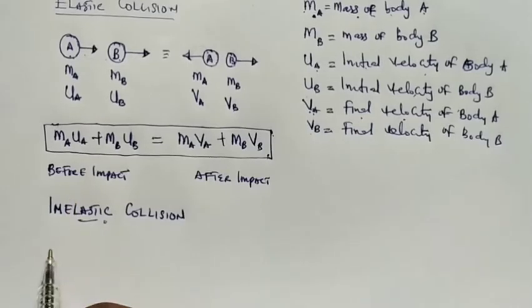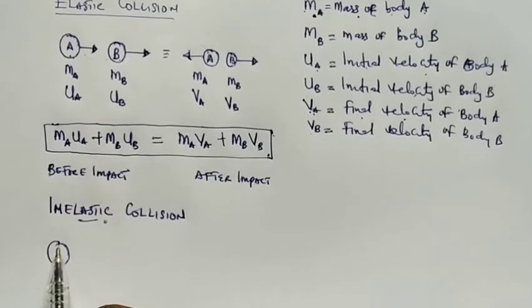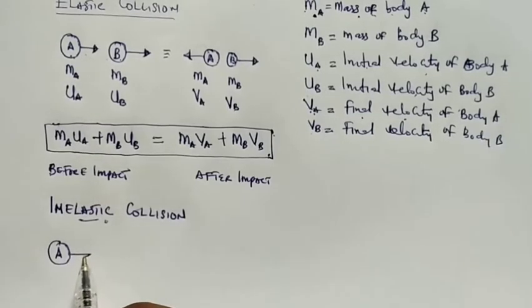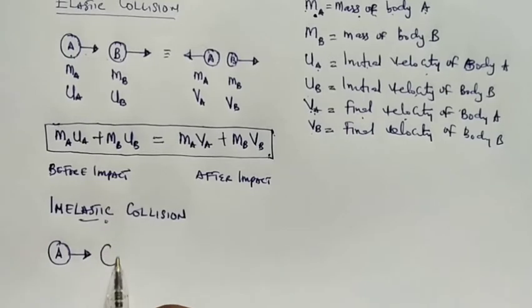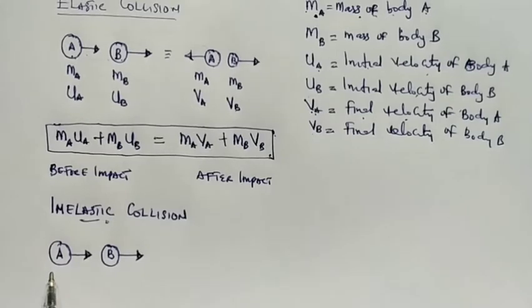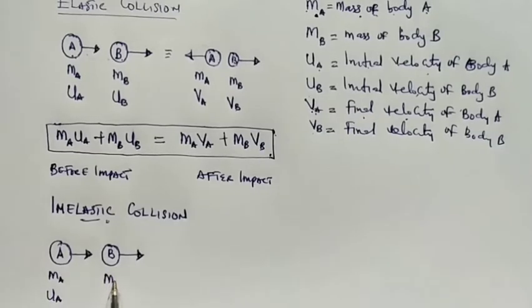Just like I said earlier, if I have another body A moving in this direction, and I have another body B that's moving in the same direction, right? This body A has a mass of A and initial velocity of A, body B has a mass of B and initial velocity of B. Now, when they are moving, probably the velocity of A is greater than the velocity of B, and A catches up with B.